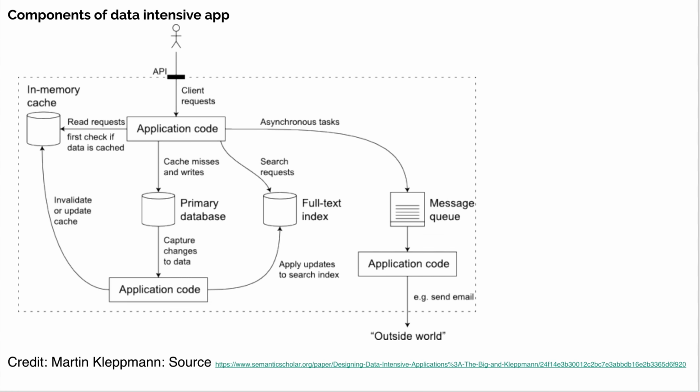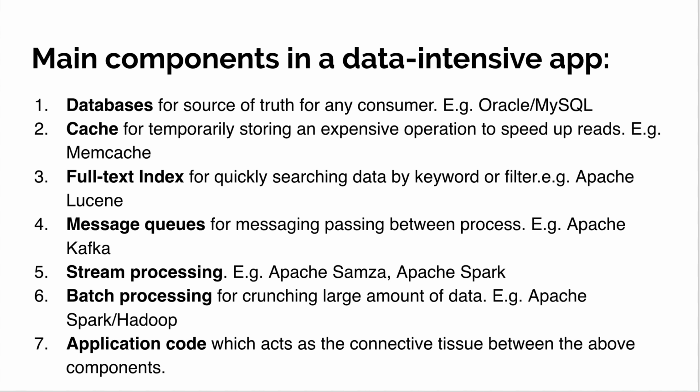To quickly summarize, the database is the source of truth, Oracle, MySQL, some examples. Caches for temporary storing of an expensive operation help speed up reads. So Memcache, Redis, Couchbase, etc. Full text indexes for quickly searching by keyword or filter. Apache Lucene is a very common example. Message queues like Kafka for message passing between processes on different machines. Stream processing for near real-time data aggregation like Samza and Spark. Batch processing for large amounts of data processing in chunks like Apache Spark and Hadoop.